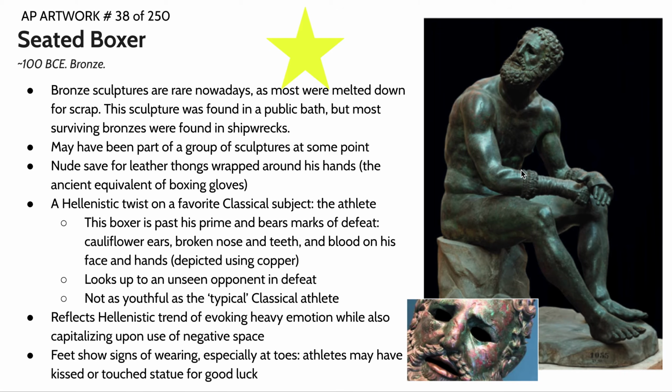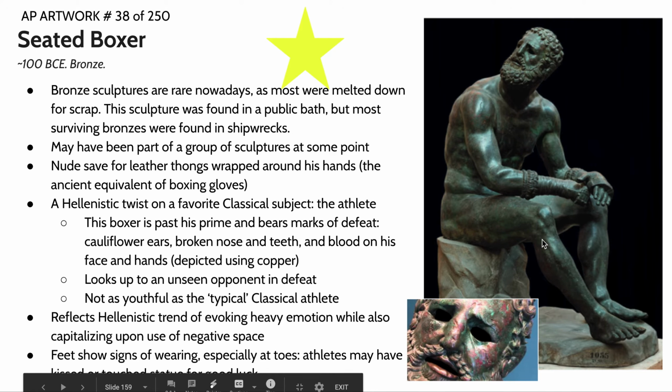So this is a Hellenistic twist on a classical subject that was a favorite of the Greeks. This is really reflecting the Hellenistic trend of evoking heavy emotion while also capitalizing upon the use of negative space. We have this stone right here that is being used as the base of the sculpture, and then the sculpture is cast in bronze right here, and we're seeing lots of negative space between the legs and in the arms. There's a lot of signs of wear at the toes, so it is thought that athletes might have kissed or touched the statue for good luck on the toes.